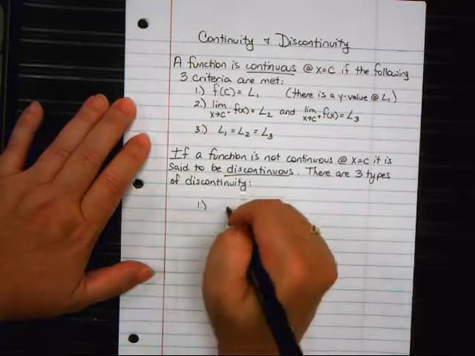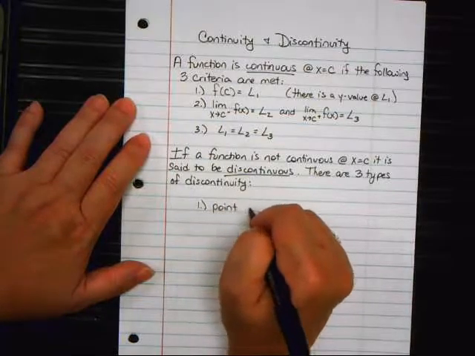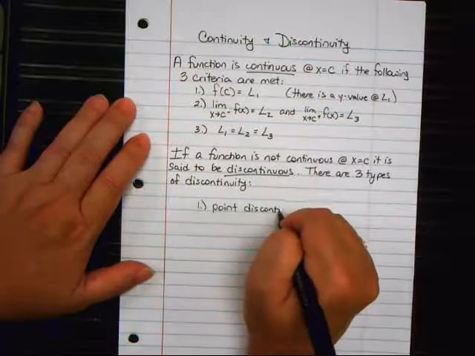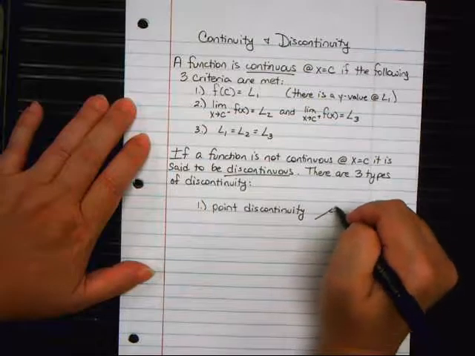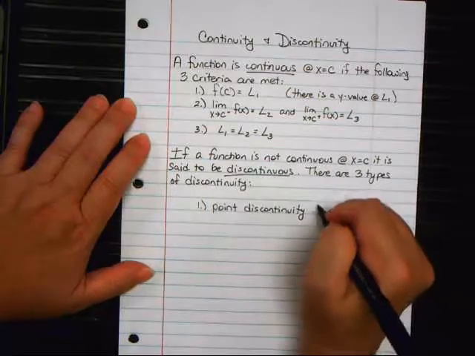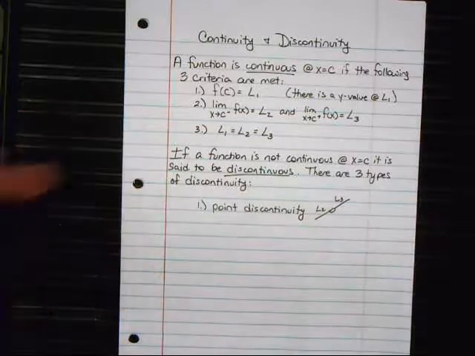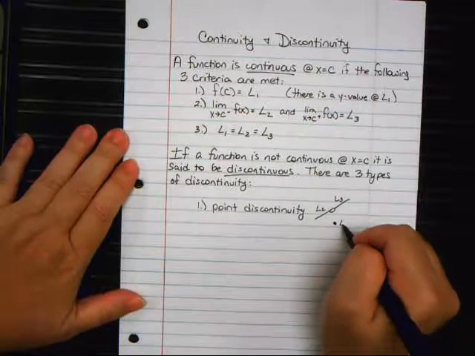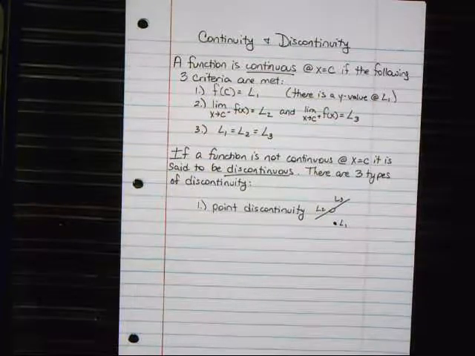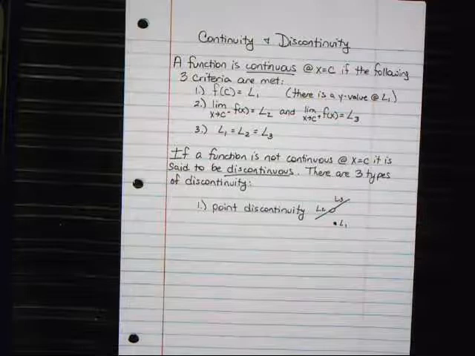Number one, it's called point discontinuity. And it looks like this, where here's L2, here's L3, the left and right hand limit are both approaching the same place, but L1 is down here, or up above it. The point's not in the same place. That's point discontinuity. Does that make sense? Two sides meet, but not where it's supposed to.